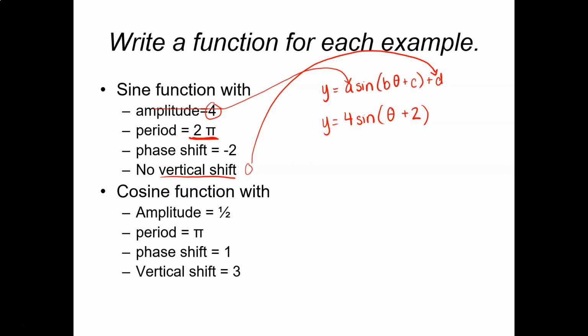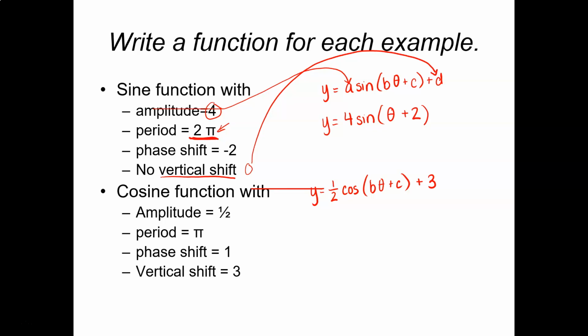So this one is not terribly bad because it did not have a period change, which makes it much easier to deal with. But let's look at the second one. It's going to be a lot more difficult because it has a period change. So I know my amplitude is going to be 1/2, so I'm going to have 1/2 out here. Cosine of, right now I'm just going to say b theta plus c. And I've got a vertical shift of 3. So that means I got to put a plus 3 out here on the end.